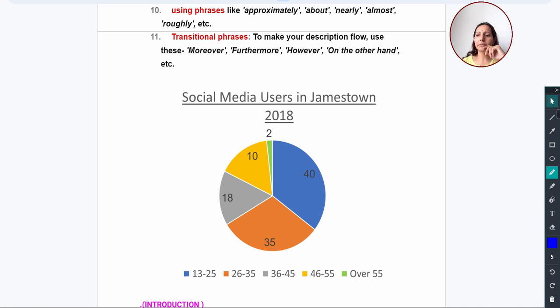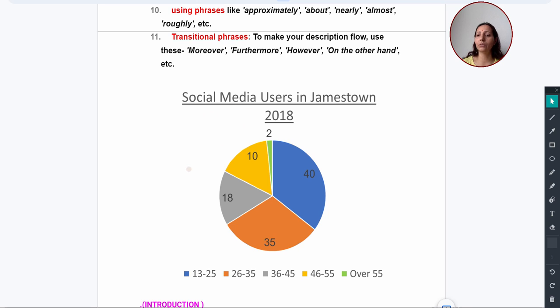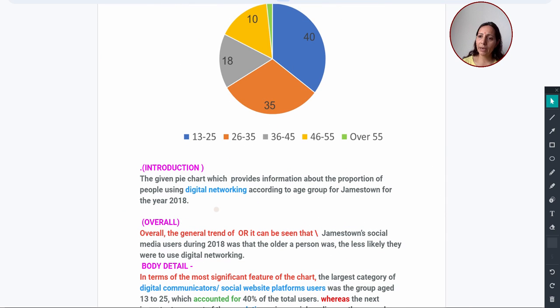You can see it. For introduction, we have to paraphrase the question statement. The given pie chart, which provides information about the proportion of people using digital. So now, what is this? This is just, we have changed the word, that is social media users. We have paraphrased the word. People using digital networking according to age group for Jamestown for the year 2018. Just paraphrase the question statement.